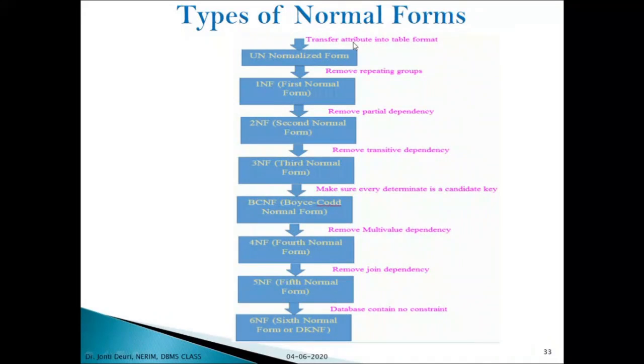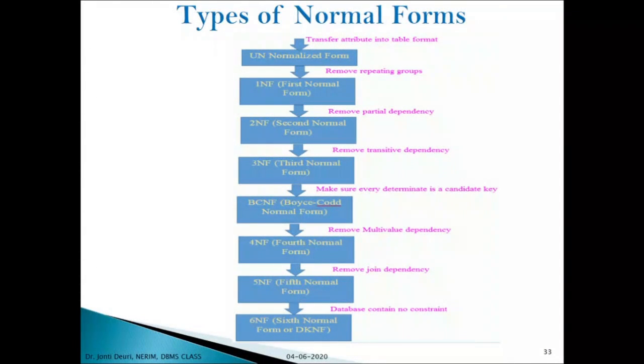Unnormalized form, that is. So transfer the attribute into table format. So you are having the attributes and all that, you first have to make it in the table format. So now you got your table. Now if it is not in the first normal form, what you have to do? In the first normal form, there will be no repetition. So in your attribute, the attribute value cannot be repeated.